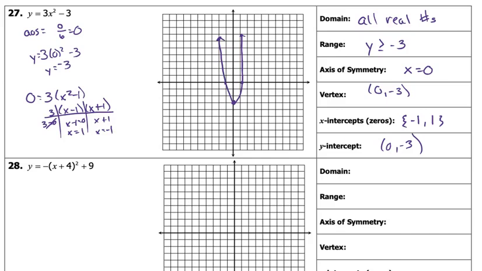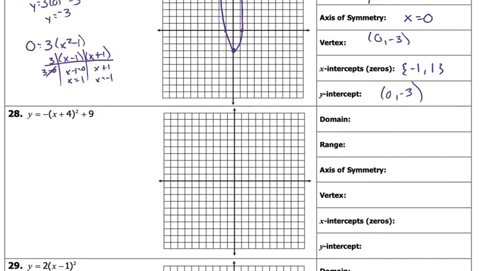Now, 28's a little different because with 28 we are no longer looking at our standard form. We are in vertex form, which means we know that the axis of symmetry, or the x value, is, remember, x minus h, so my h is actually -4, so x equals -4. The vertex is given to me, so it's going to be -4, 9, because the k right here at the end tells me that.